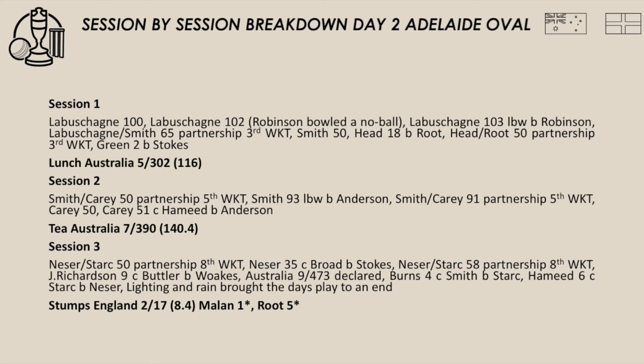Excellent partnerships as well that Australia had during Day 2 with the bat. Obviously, Labuschagne and Smith, 65 for the third wicket. Smith and Carey, 91 for the fifth wicket. And Neser and Starc, 58 for the 8th wicket.